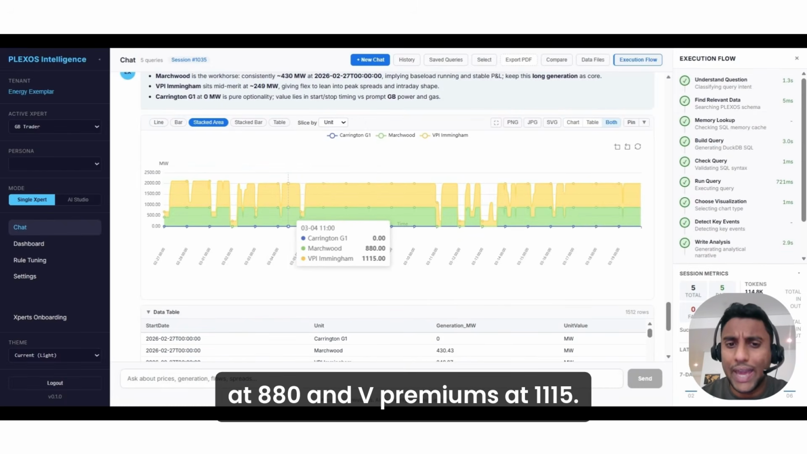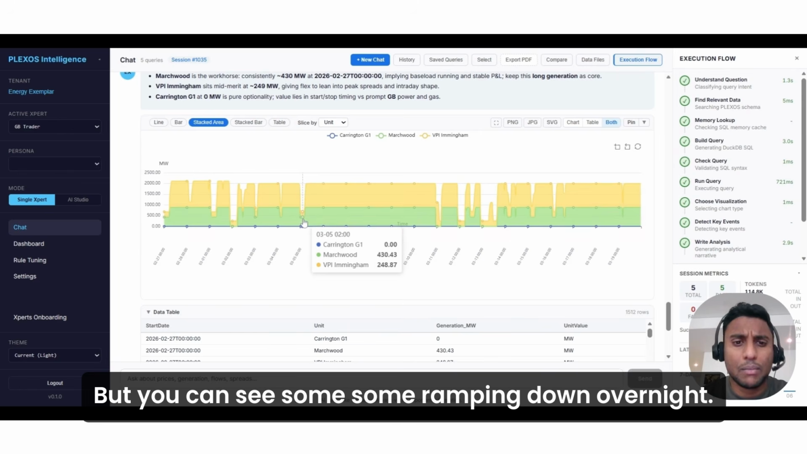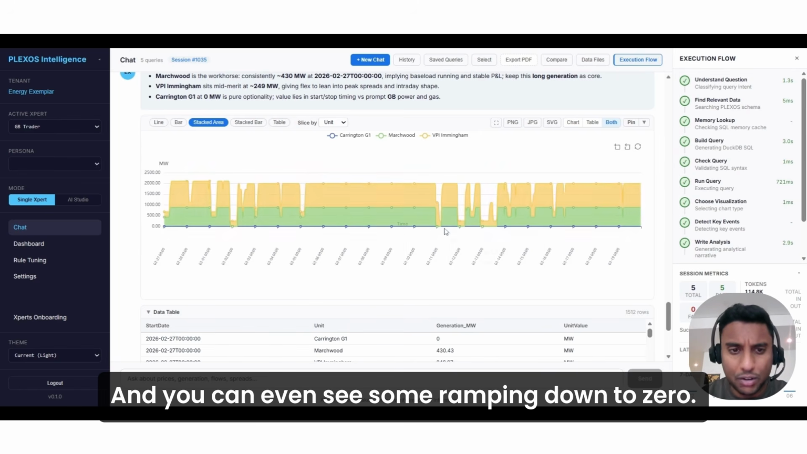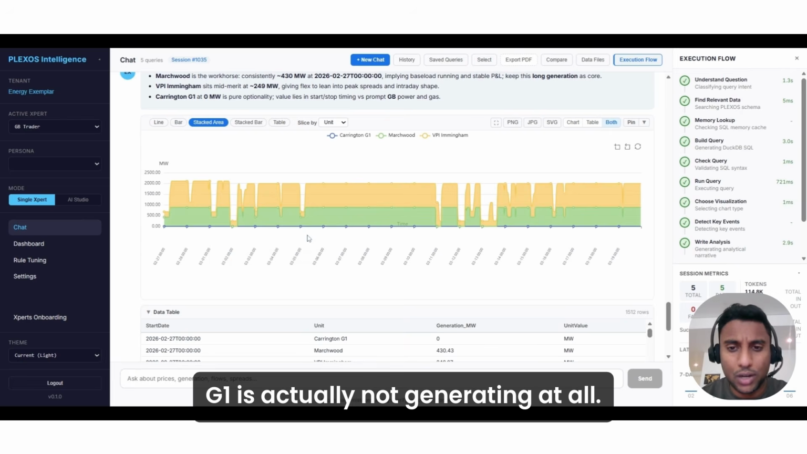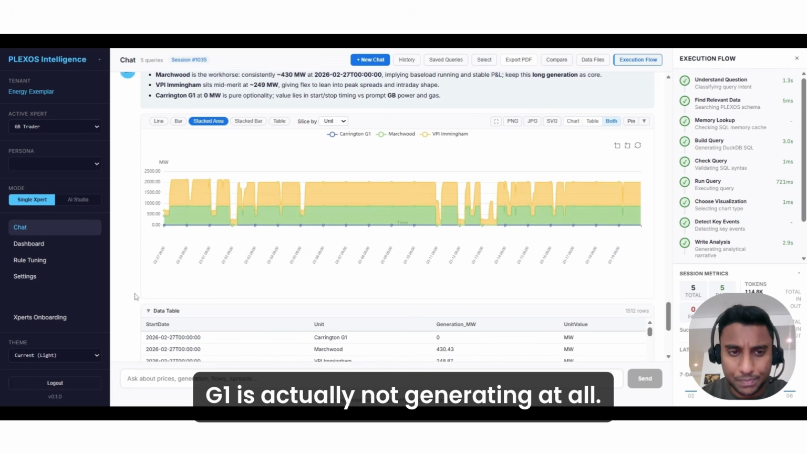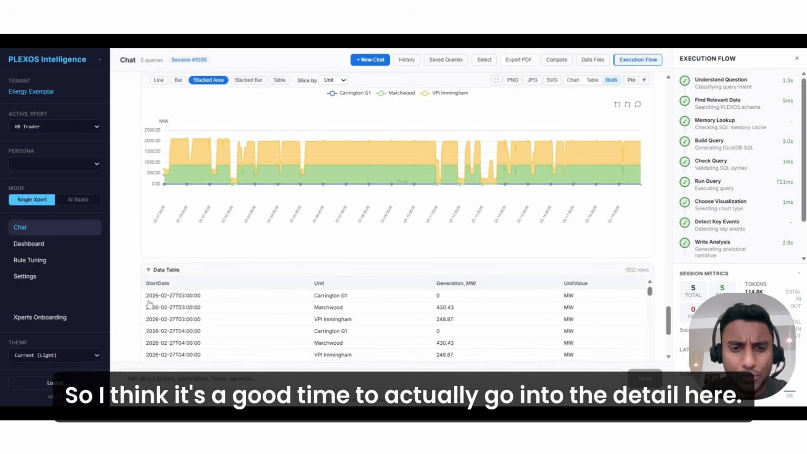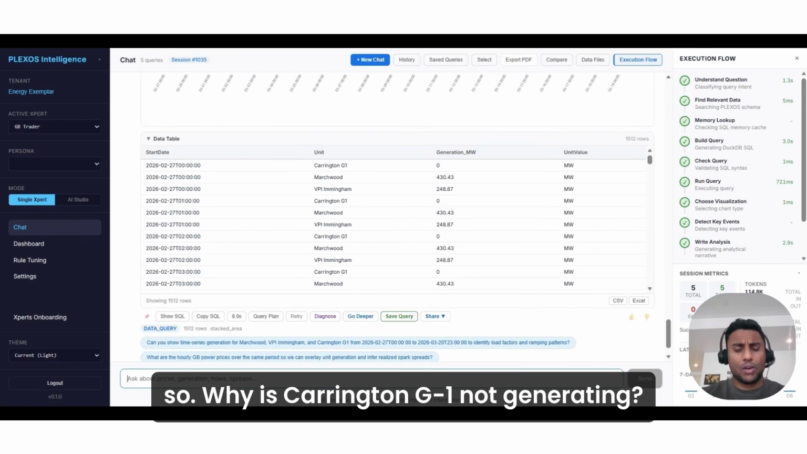You can see the Marchwood is running at 880 and VPI Immingham's at 1115, but you can see some ramping down overnight, and you can even see some ramping down to 0. Now what's interesting to me is that Carrington G1 is actually not generating at all. So I think it's a good time to actually go into the detail here. So why is Carrington G1 not generating?